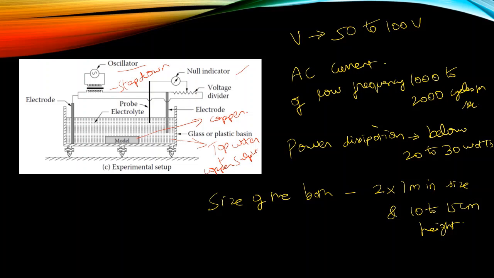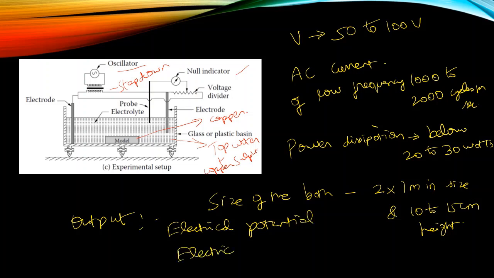When you are going to move this probe, this null indicator value is getting increased, that is, the voltage across the electrolyte bath is increased, right? So when it is increased, we are getting the voltage variation. The amount of voltage variation around the model is plotted, where the output value is plotted as electrical potential and electric current, right? You have just plotted electrical potential as A and electrical current as B.